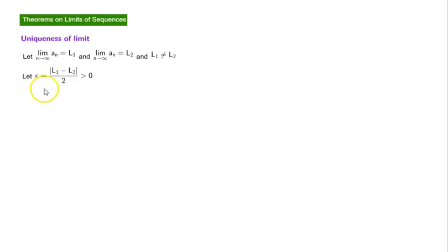Now let's take epsilon equal to the magnitude of the midpoint of L1 and L2, and this is greater than 0. Because if they are not equal, that means there is a value here. Divided by 2 will give us the midpoint, and since we are taking the absolute value, it is going to be greater than 0.